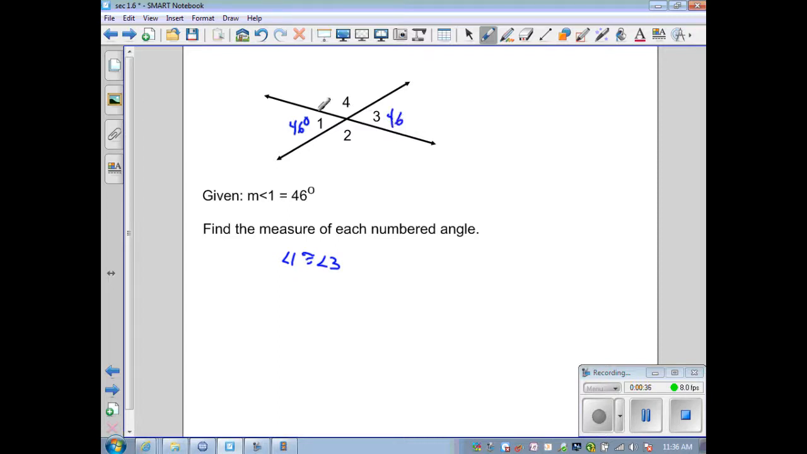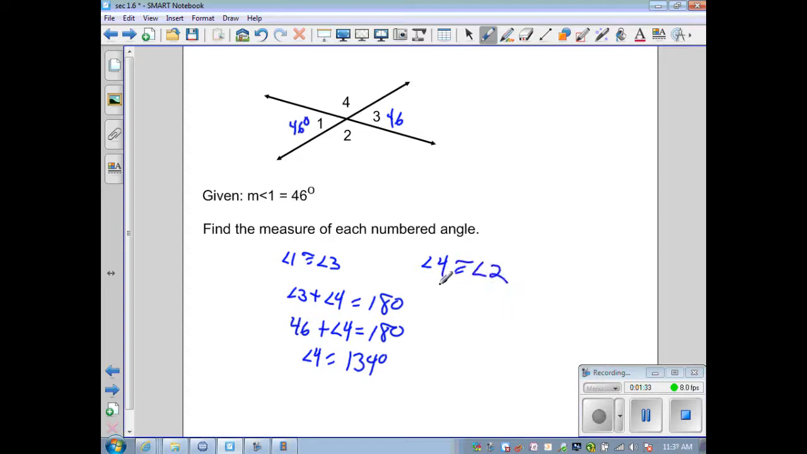If I use this as a straight line, I know that angle 3 and angle 4 are supplementary. Therefore, angle 3 plus angle 4 must add up to 180 degrees. Substituting, I get angle 3 to be 46 degrees plus angle 4 equals 180 degrees. Then when I solve, angle 4 is going to equal 134 degrees. And I know that angle 4 and angle 2 are vertical angles. Therefore, angle 4 is congruent to angle 2. So, if angle 4 is 134 degrees, so is angle 2.